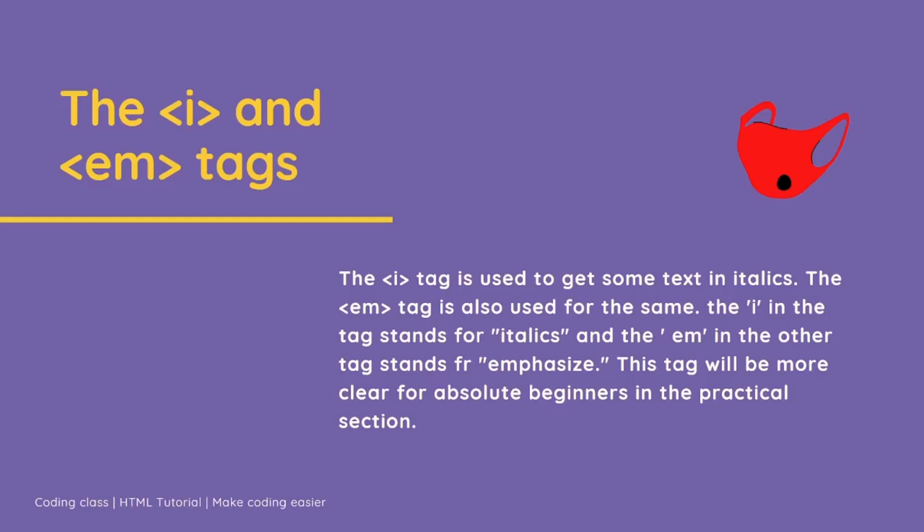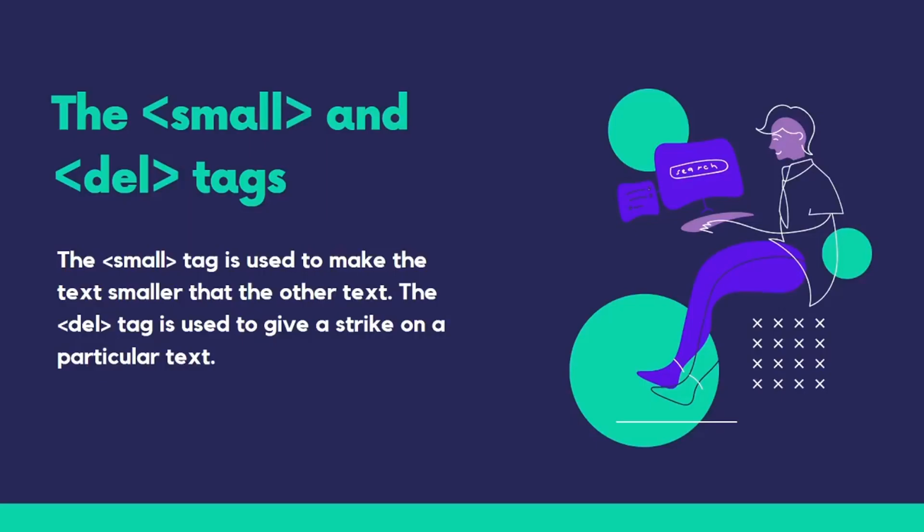The i and the em tag. The i tag is used to make some text italic, and the em tag is used for the same. The i in the i tag stands for italics, em stands for emphasize. These tags will be more clear for you when you move on to the practical section. The small and del tags. The small tag is used to make some text smaller than the other text in the same line, and the del tag is used to strike over some content.